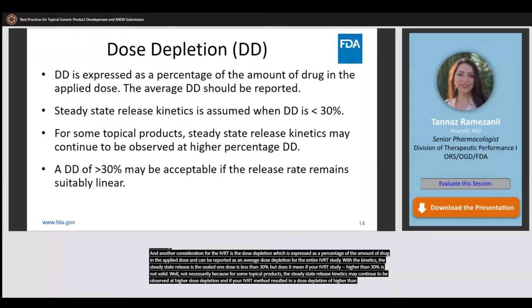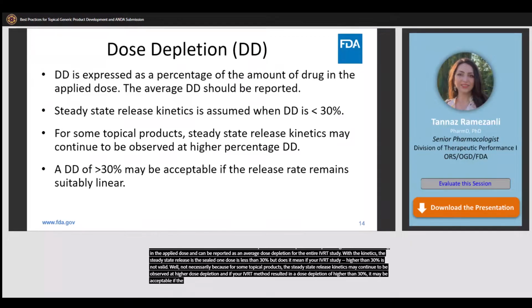And if your IVRT method results in a dose depletion of higher than 30%, it may be acceptable if the release rate remains suitably linear across the duration of the IVRT and you have adequate duration of the IVRT. However, if your IVRT is too short, for example, less than 4 hours, and you have high dose depletion, you need to try to optimize some other method parameters to resolve this.